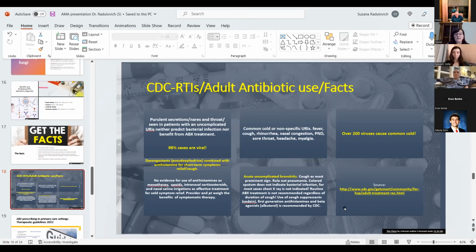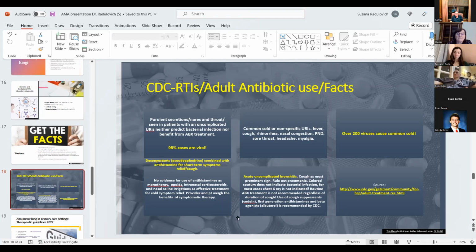Now, if you have bronchitis, you know that one of the clinical signs is cough, so we need to rule out pneumonia. However, we often ask patients, do you have colored sputum? What kind of secretion is it? What color is it? It was shown that colored sputum does not indicate bacterial infection. For most cases, chest x-ray is not even recommended. So even if cough persists, antibiotic treatment, according to the CDC, is not recommended.